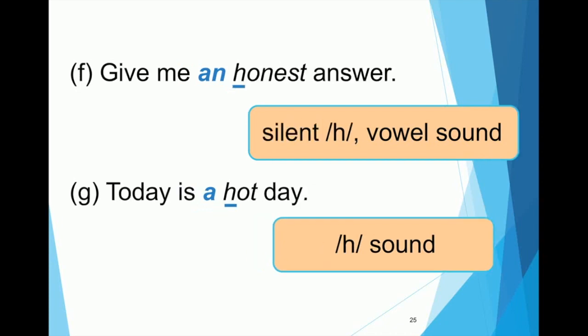Give me an honest answer. Here you have a consonant, but I still need to use an because my H is silent. So I still have the sound of a vowel right after it. So we don't go by the letter that you see. It's not by the written part, but the sound. An honest answer. Now look at this one. Today is a hot day. Hot, the letter H here is not silent. I need to use a.